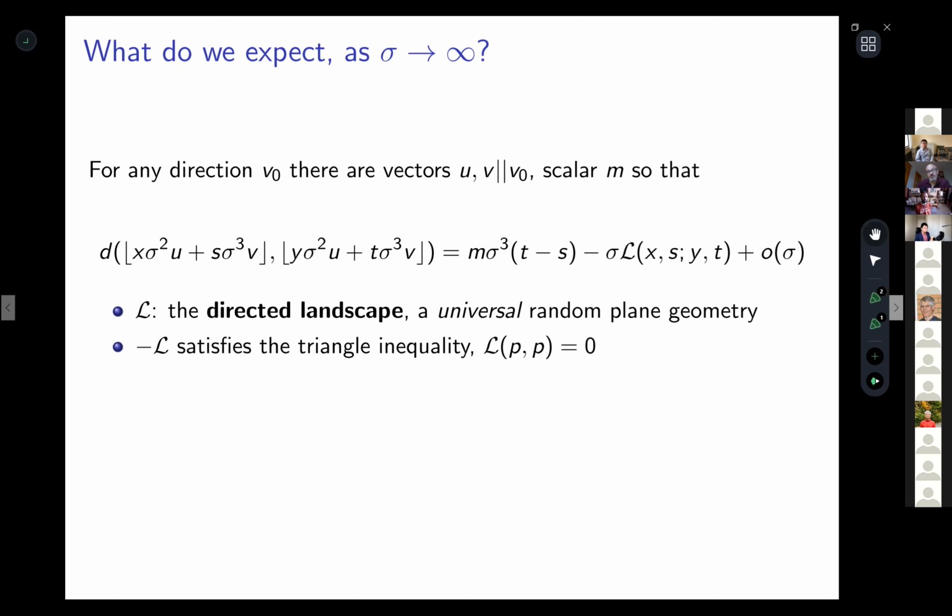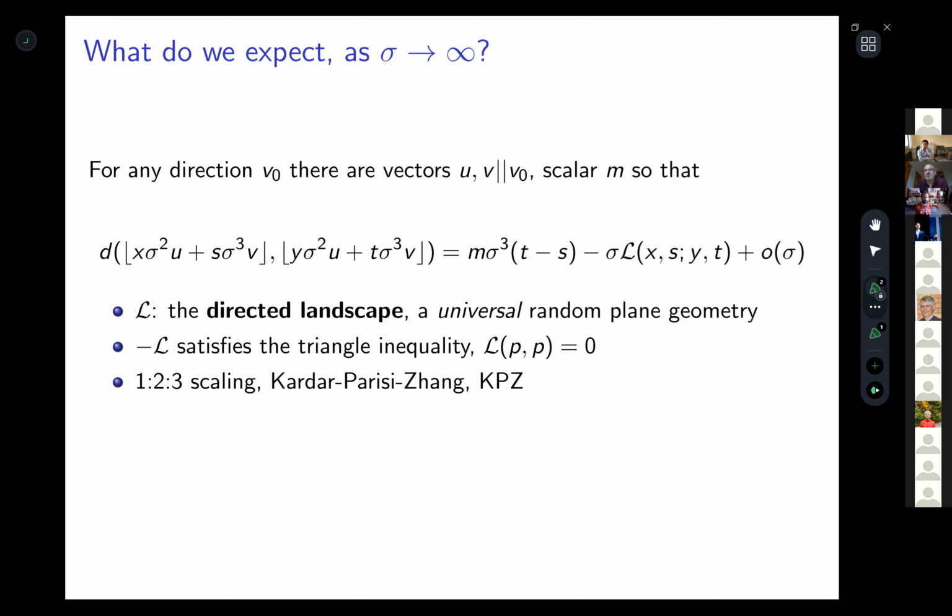And we expect this geometry to be universal. There is a minus sign here, by the way. That's just because of classical reasons, because you usually used to pay attention to last passage percolation more than first passage percolation. So L will be like a distance with a negative sign. So minus L satisfies the triangle inequality. By the way, that just follows from this asymptotics, right? Because this satisfies it, and then there is this linear term which just cancels when you do the triangle inequality. So that's just automatic.